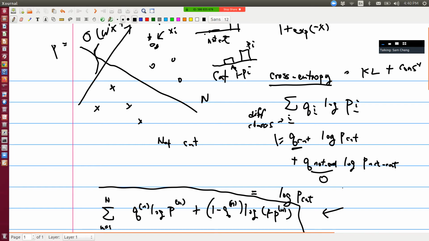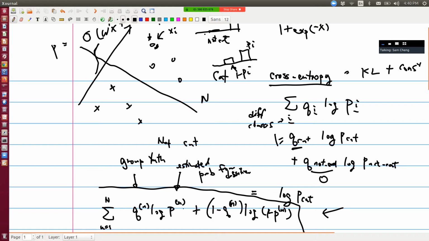Q is the ground truth. So that's what really happened. Q is the ground truth, and P is the estimated probability from the classifier. In this example, Pn will be the estimated probability of the n-th sample by the classifier, to think whether it's a cat or not. Okay, thanks.